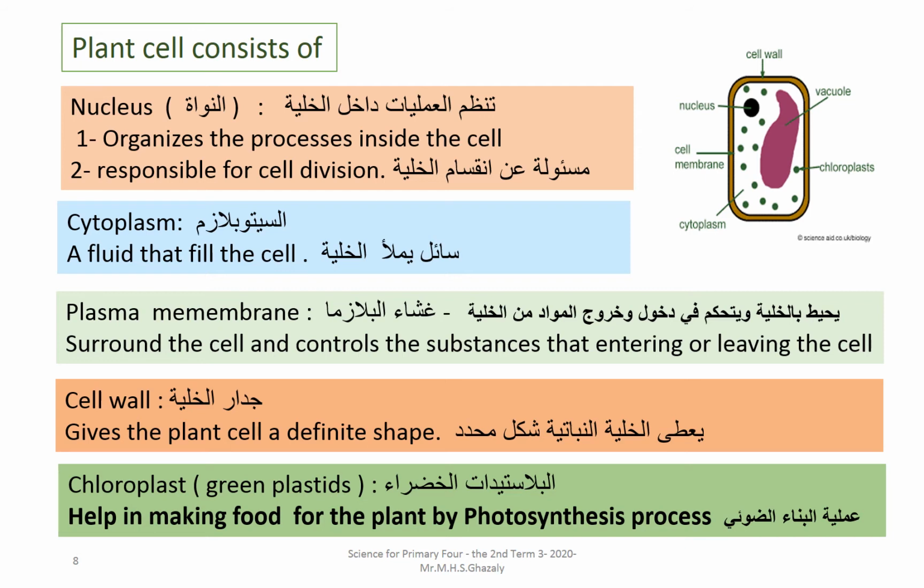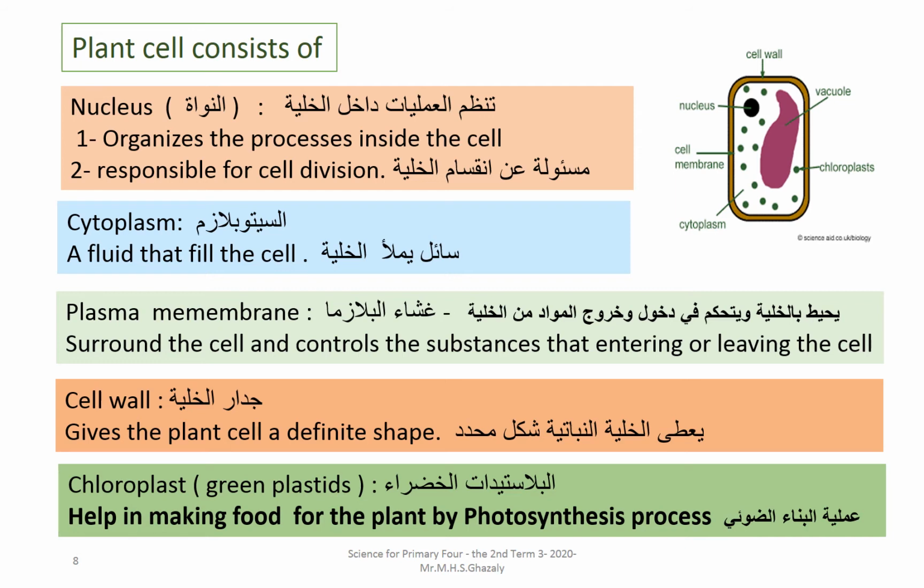Cytoplasm. السيتوبلازم. A fluid that fills the cell. سائل يملأ الخلية. Plasma membrane. غشاء البلازما. Surrounds the cell and controls the substances entering and leaving the cell. يحيط بالخلية ويتحكم في دخول وخروج المواد من الخلية. Cell wall. جدار الخلية. Gives the plant cell a definite shape. يعطي الخلية النباتية الشكل المحدد.